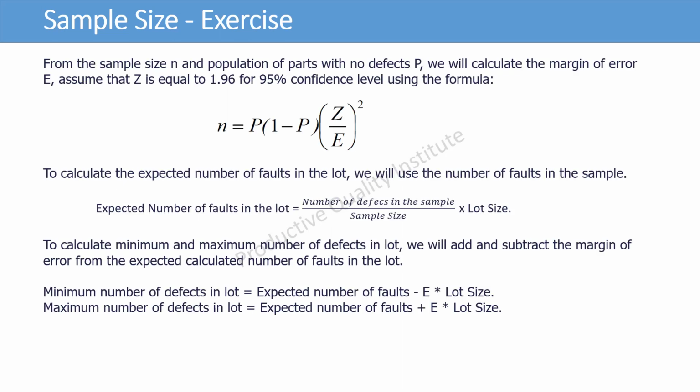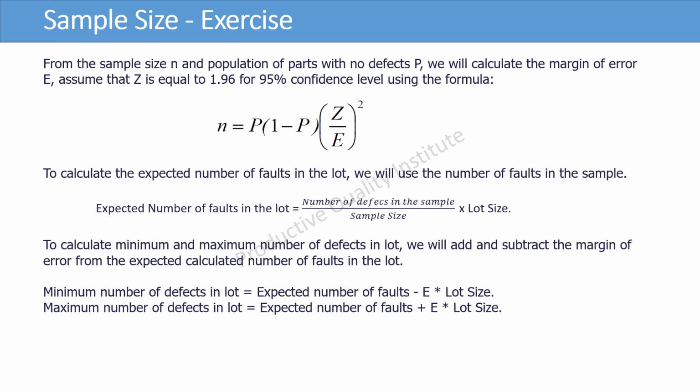From the sample size n, and the population of parts with no defects p, we calculate the margin of error e. Assume z is equal to 1.96, for a 95% confidence level. The following formula will be used. To calculate the expected number of faults in the lot, we will use the number of faults in the sample. Expected number of faults in the lot is equal to the number of defects in the sample, divided by the sample size, times the lot size. To calculate the minimum and maximum number of defects in the lot, we will add and subtract the margin of error from the expected calculated number of faults in the lot.